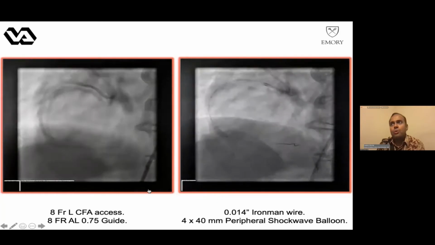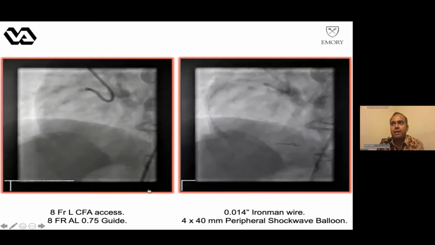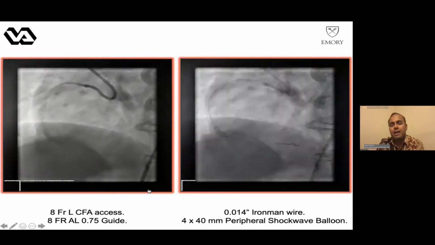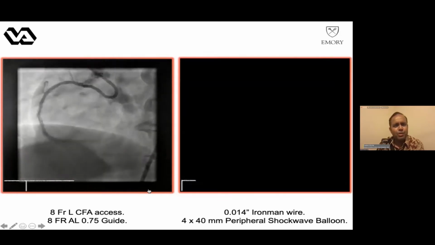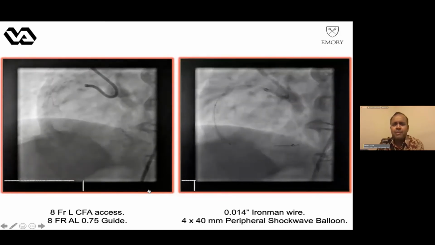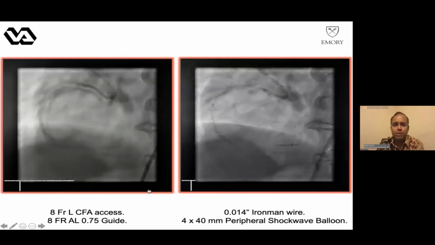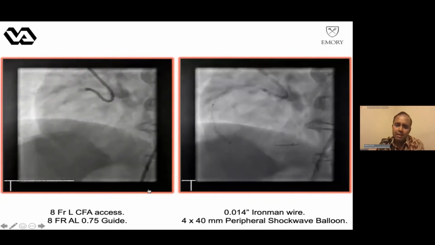As you may be aware, the Shockwave coronary balloon was approved by the FDA for use in the United States probably around end of February or March. Is that right, Prof. Akiko? End of February, yes. March? Yeah. So prior to that, in the United States, we didn't have the coronary Shockwave balloon. So we had to use the peripheral Shockwave balloon off-label in this vessel.